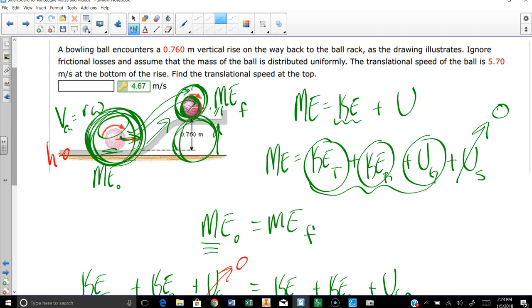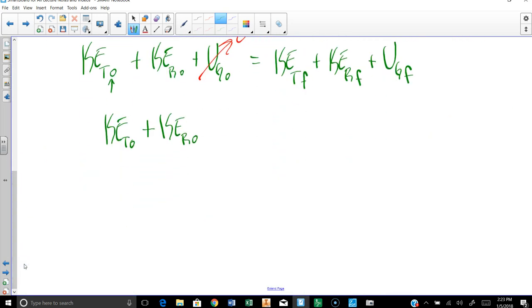By how much? Well, by whatever the potential energy increase was. So in other words, if you know this and you take away the potential energy you picked up, you're going to know the kinetic energy you have here. So that's the general idea we're going to work with. But let's continue this expression.